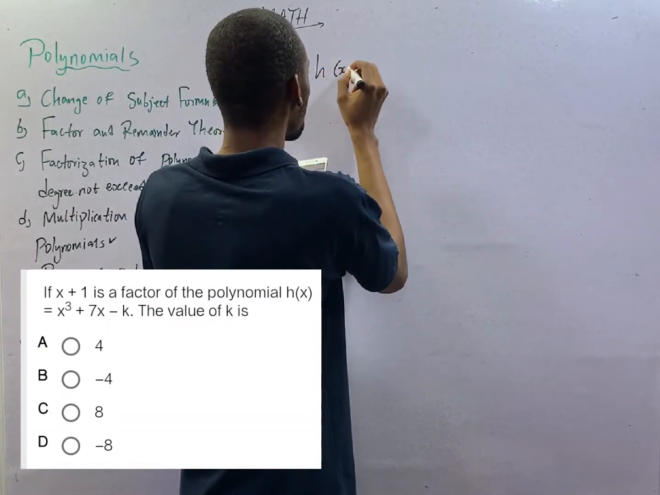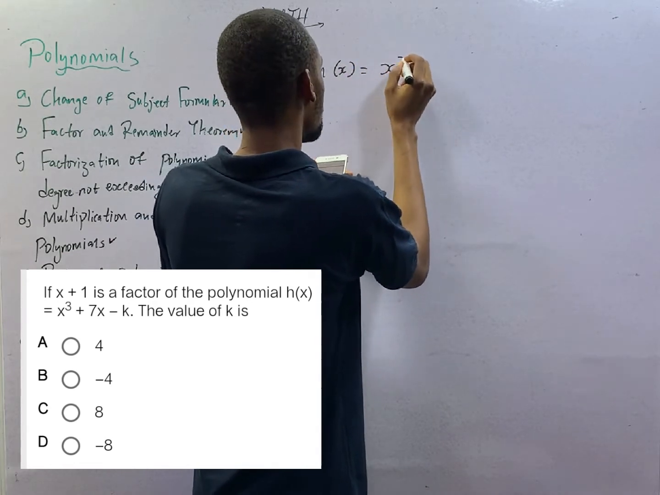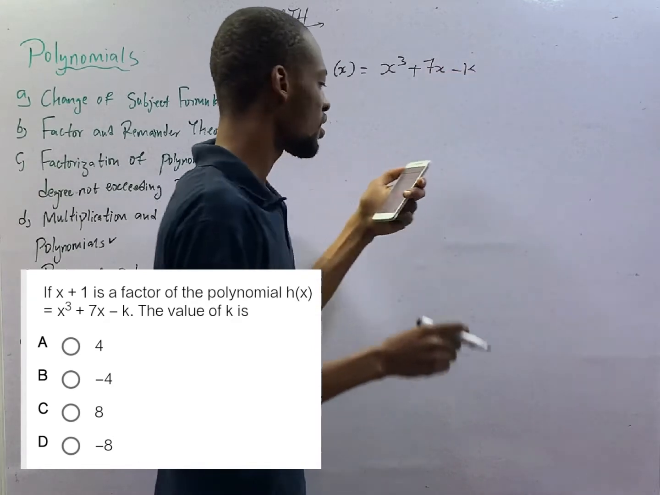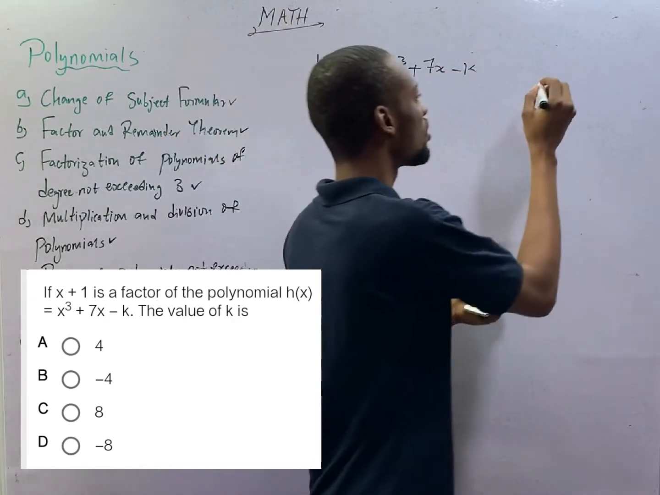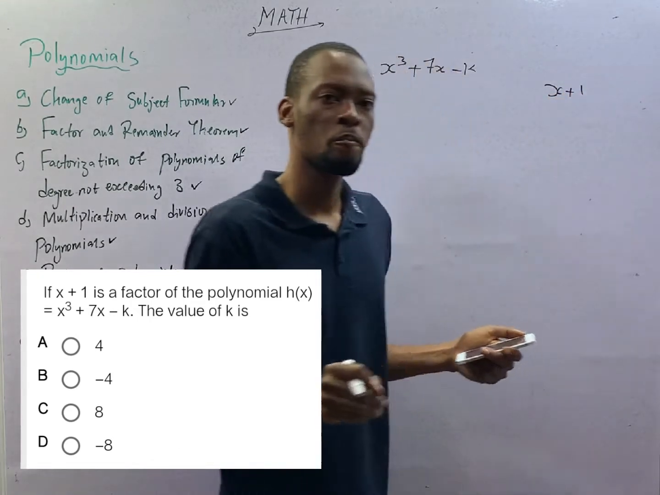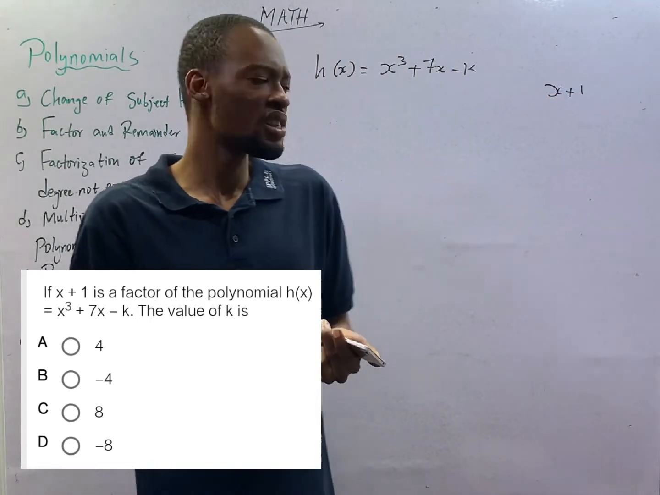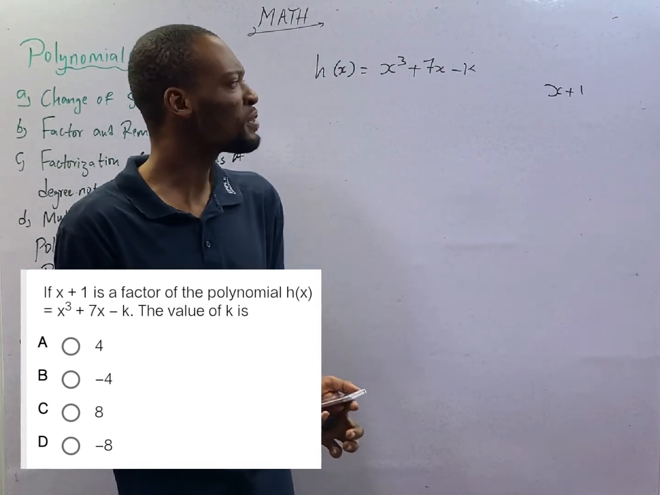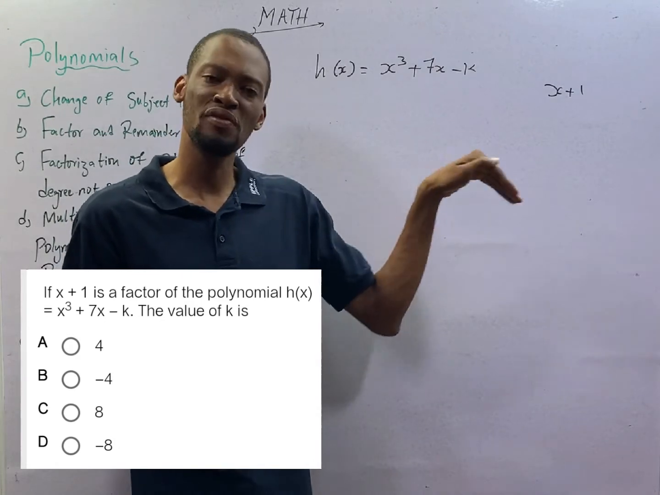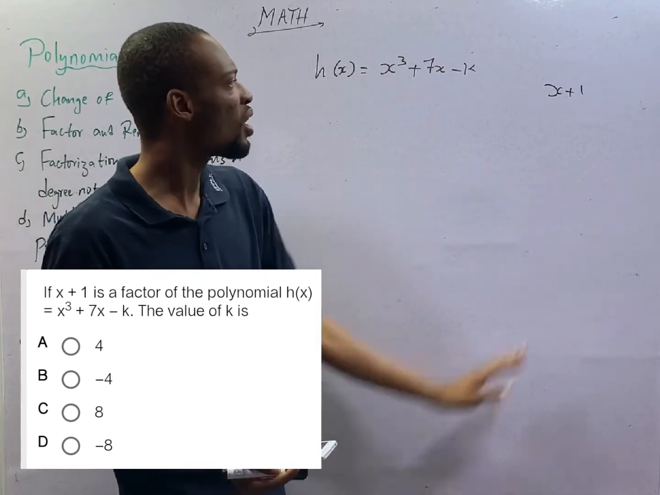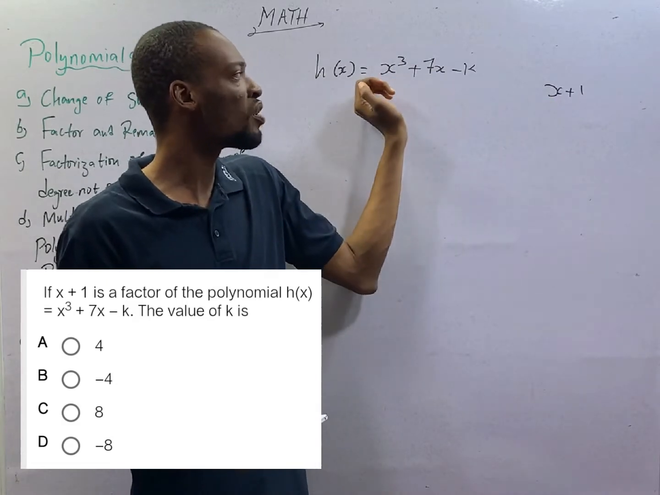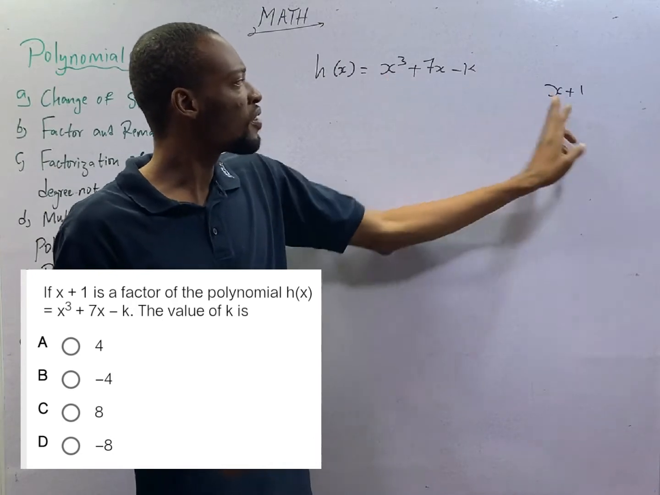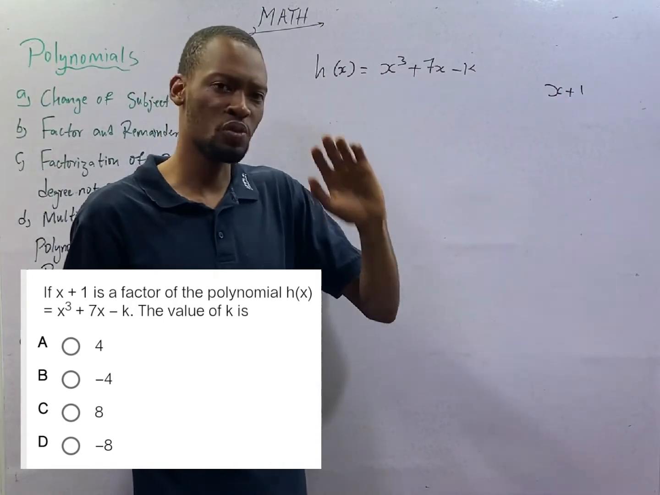s plus 1 is a factor of the polynomial h of s equals s cubed plus 7s minus k. What is a factor? If I say 2 is a factor of 4, it simply means that 4 divided by 2 will give you exactly 0. So, if s plus 1 is a factor of this polynomial, it implies that if you substitute the value of s in this polynomial, you will get 0.